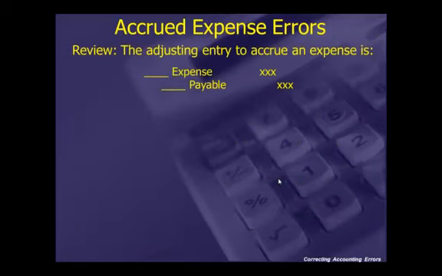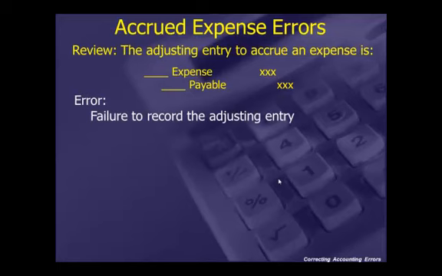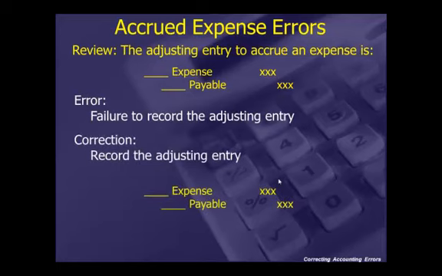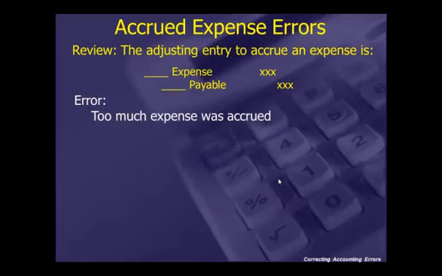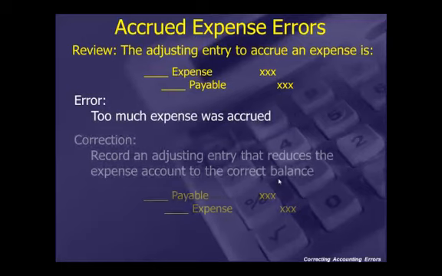Let's say that we've got an accrued expense error. The adjusting entry to accrue an expense is to debit the expense and credit the payable. Remember that cash is going to come afterwards. We're going to pay for this accrued expense after the end of the period. Well, the error, failure to record the adjusting entry. Well, very simply, we sort through, we review the entries, we've missed it, we record it as is. Debit expense, credit payable.